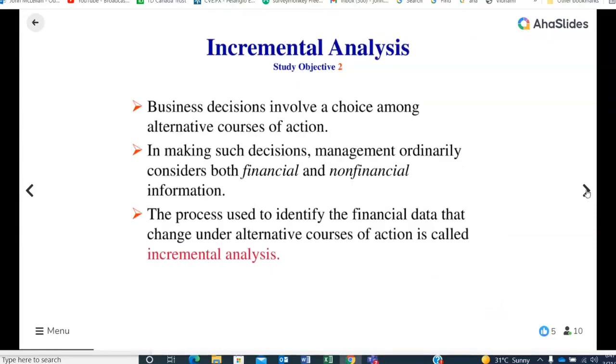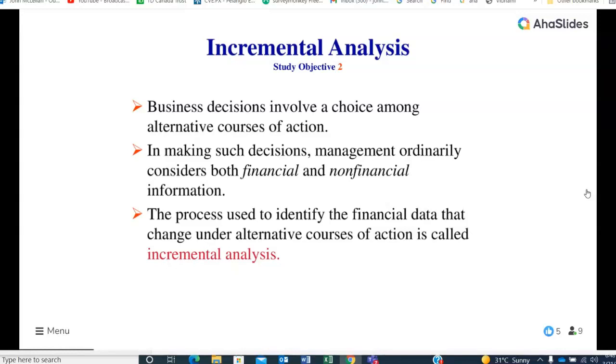Now, incremental analysis. Because business decisions involve a choice among alternative courses of action, you always have two choices. One, do something. Two, do nothing. Both of those are alternatives that you can explore. But in making a decision, you must analyze each alternative, considering both financial and non-financial information.